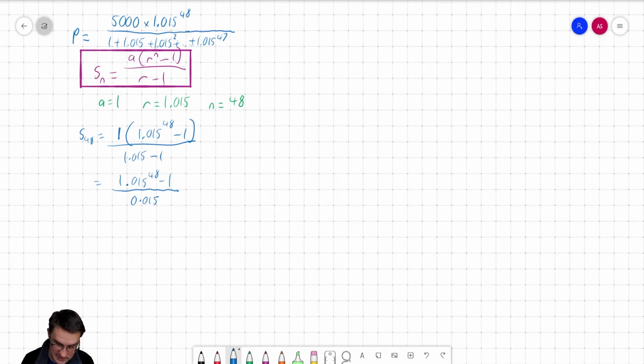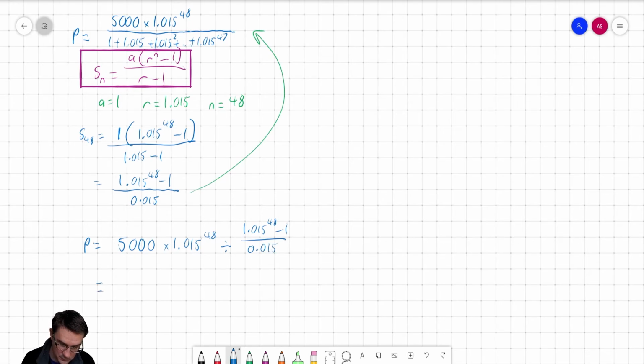So now what we want to do is put this back into this to do some replacement. So we're going to have P is equal to 5,000 times 1.015 to the power of 48, divided by, and I'm not going to represent it as a fraction here because we've got this other fraction, 1.015 to the power of 48 minus 1 over 0.015. To better represent this, I'm going to flip this fraction upside down. So I have 5,000 times 1.015 to the power of 48, times, in this instance, the denominator now, which we're timesing by, so that moves to the numerator. So it's going to be 0.015, and then that's going to be over, and I can apply this to all these other parts here, 1.015 to the power of 48 minus 1.